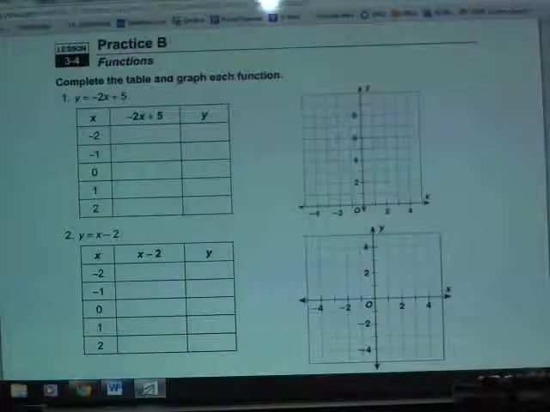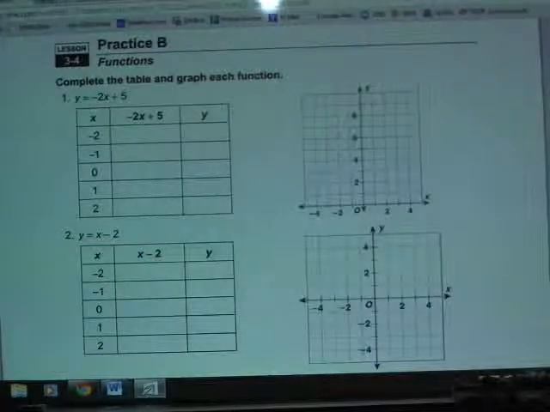This is the homework helper for Chapter 3, Section 4 in the 8th grade workbook entitled Functions. All right, let's go ahead and take a look at the first couple questions here. 1 and 2 are asking me to complete the table and graph each function. So we're going to use the same approach in each of these. I'm going to go ahead and work through question number 1 with you.